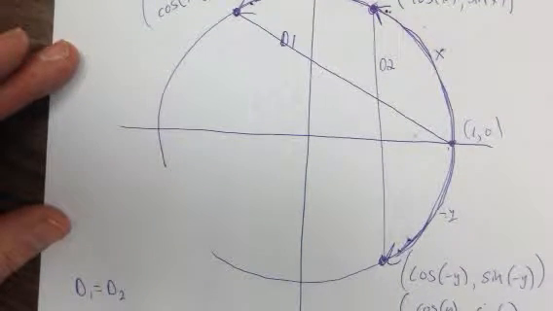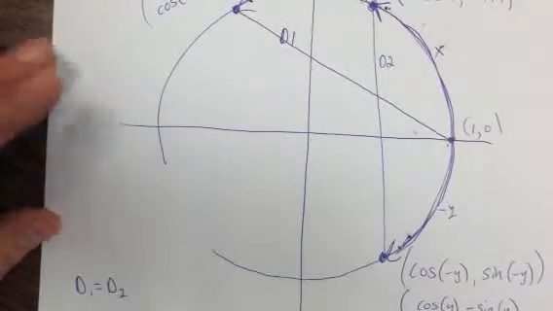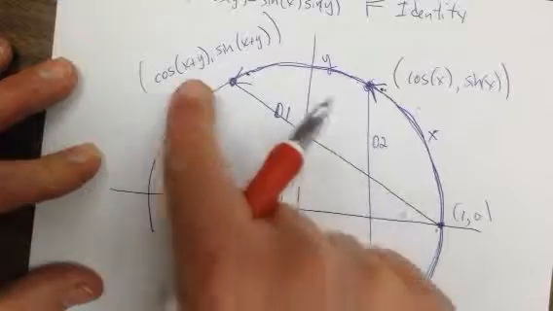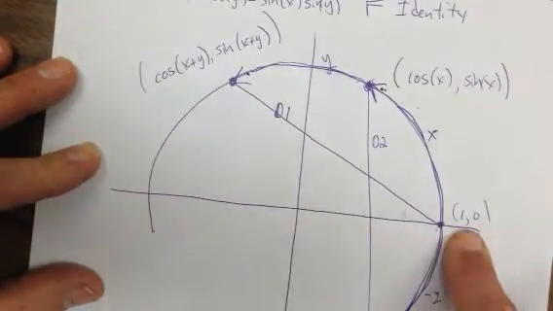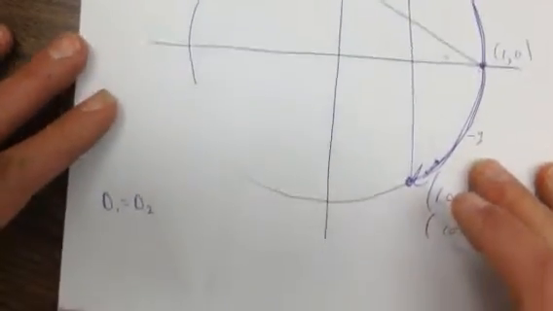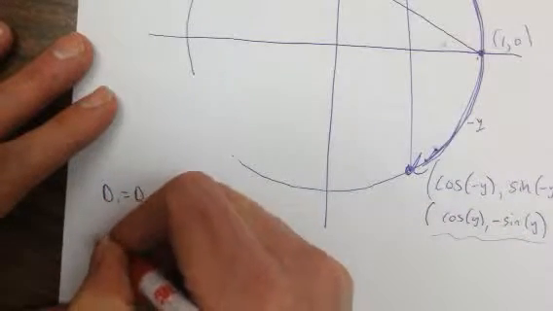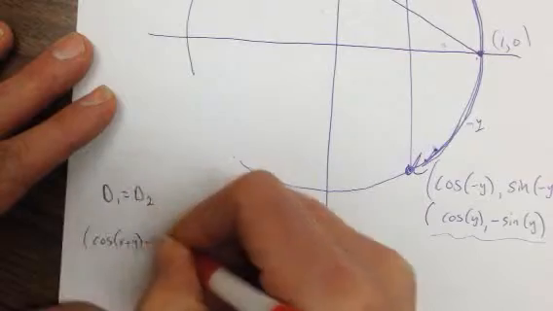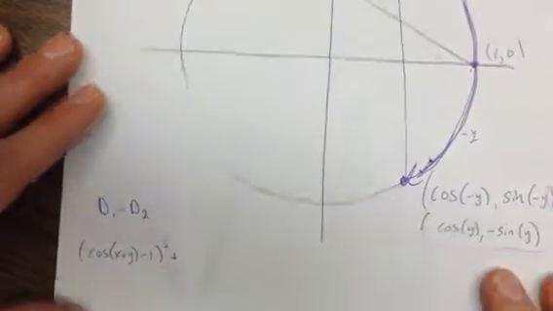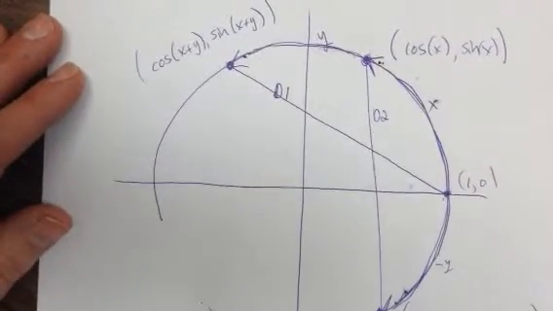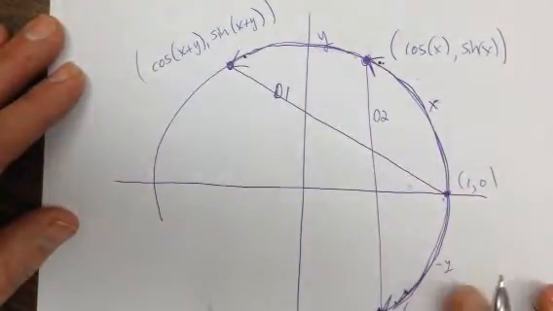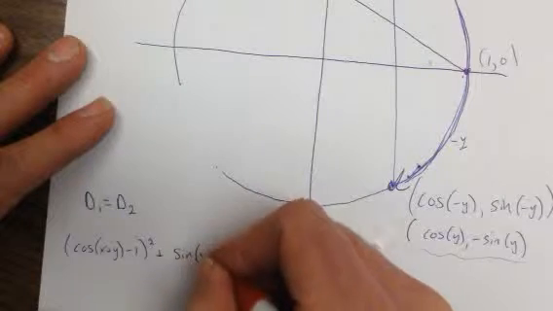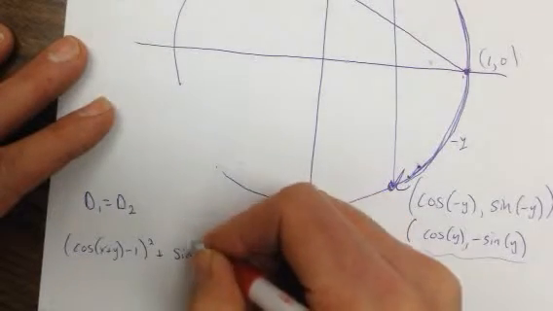D1 has to equal D2. Brace yourself for the distance formula. I'll do these two first. So cosine of X plus Y minus 1, squared. Write that down here. Cosine of X plus Y minus 1, squared, plus sine of X plus Y minus 0, squared.